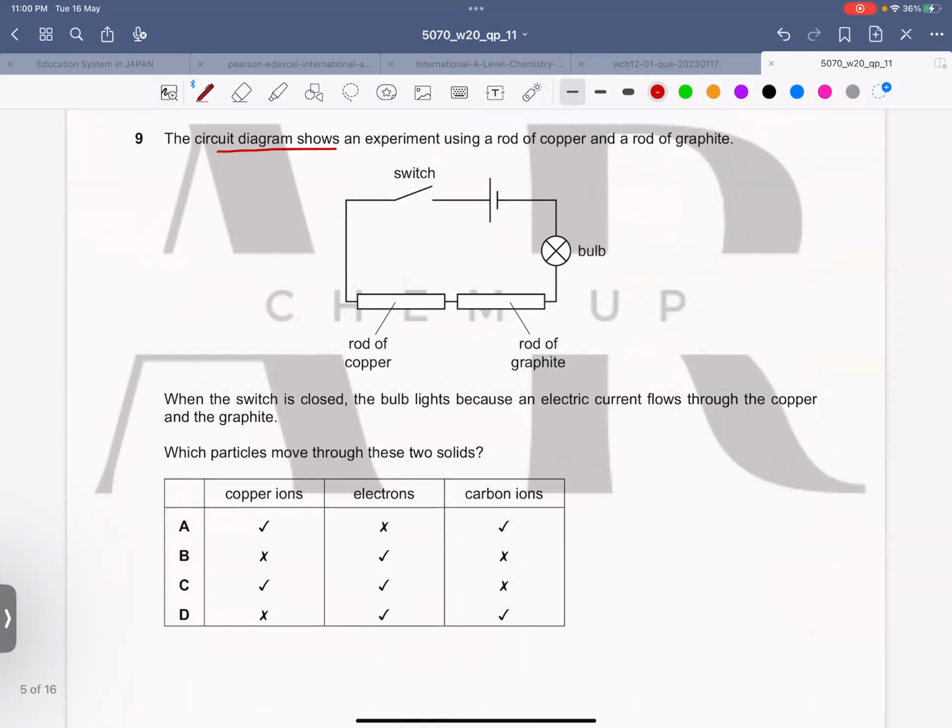The circuit diagram shows an experiment using a rod of copper and a rod of graphite. When the switch is closed, the bulb lights. The bulb lights because an electric current flows through the copper and the graphite. Which particles move through these two solids? Both are solids.